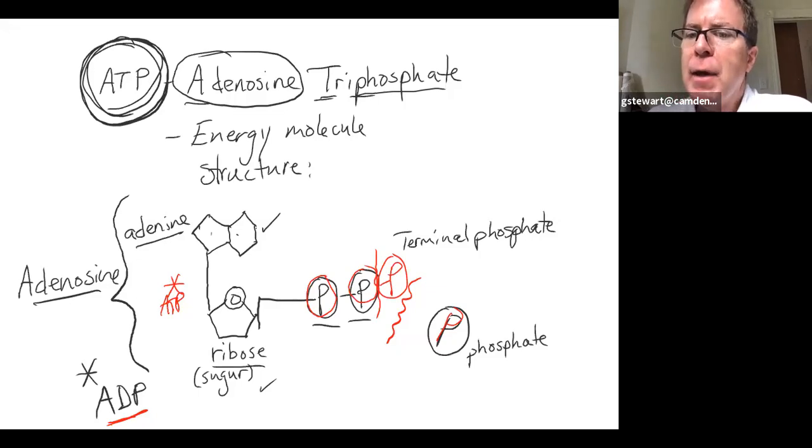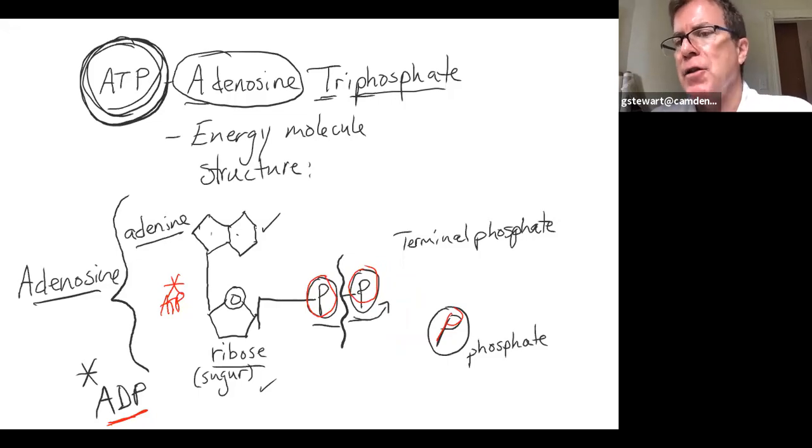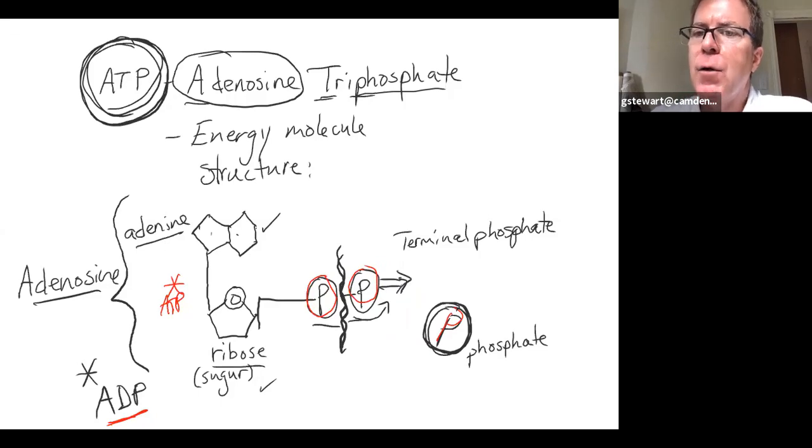Also, ADP itself can cleave its terminal phosphate here and give off energy, but not as much. So this third phosphate, when it's broken, gives off the most amount of energy. It's the most efficient. If we break off this one, it gives off some energy, but not as much. And likewise, the energy decreases significantly as we break off all these phosphates.